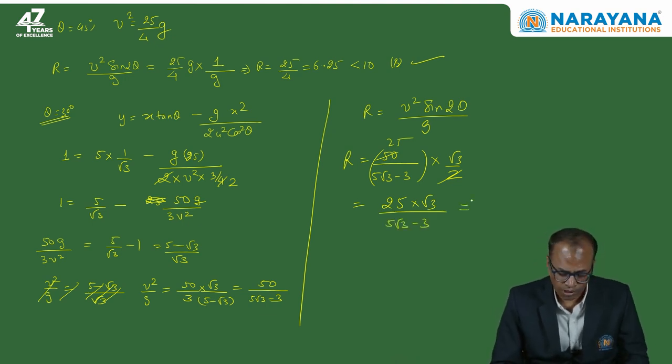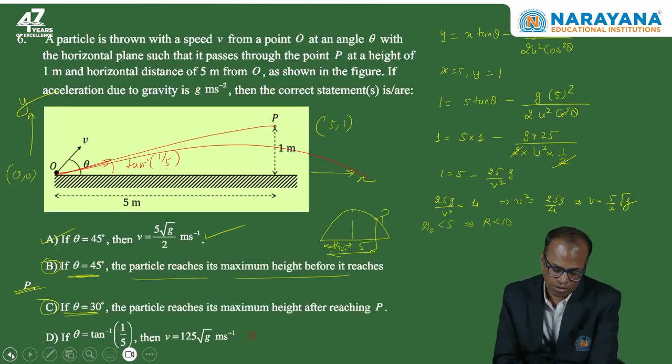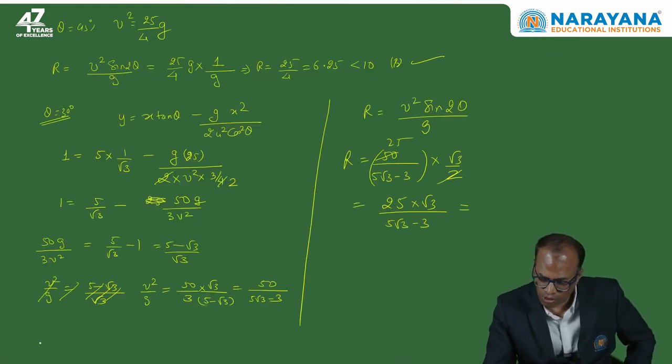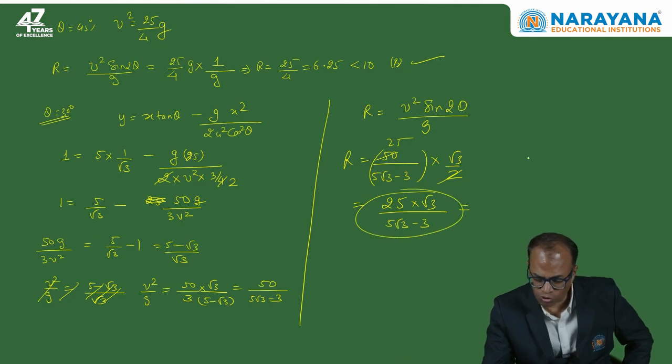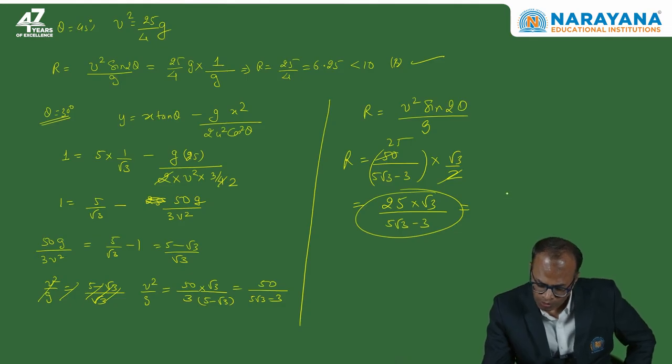And we want to find out the condition that particle reaches its maximum height after reaching P. So I need to check if R is greater than 10 or less than 10. So I need to check whether this value is more than 10 or not. If this is more than 10, then answer is C also. Okay, let's estimate this value. 25 into root 3. Let's take root 3 common from here. It will cancel. So 25 upon 5 minus root 3. That's it, na? 25 into root 3 upon 5 root 3 minus 3. I have taken root 3 common, it goes. So 5 minus root 3.